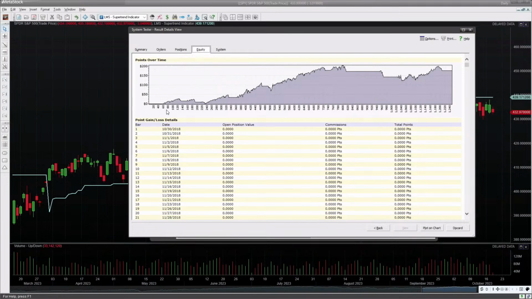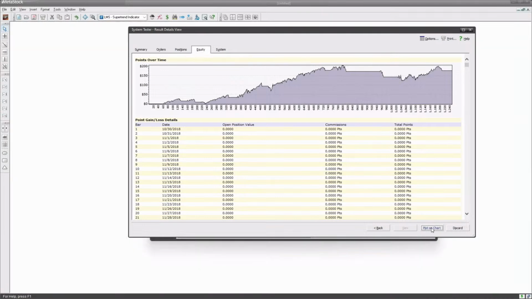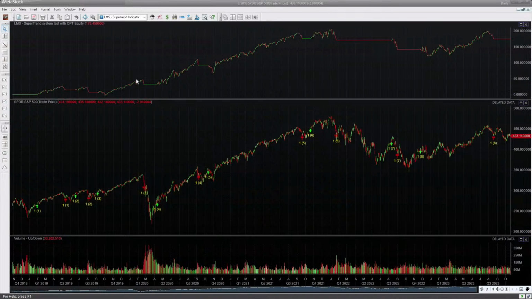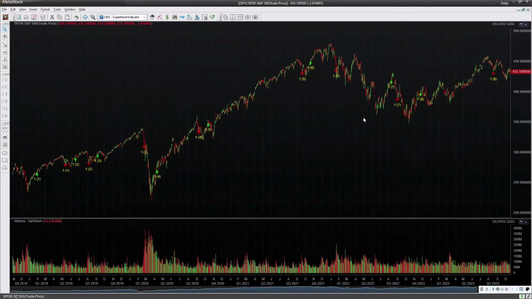So this is an item that I like to look at, and what we're looking for is as smooth of a line as possible from the lower left-hand side to the upper right-hand side, okay? Now, the other thing we can do is we can also click on this plot on chart, for example. Go ahead and close these down here. And when you plot this on the chart, up here at the very top, this is our equity curve. So I've already seen this, so I'm going to go ahead and close that down.